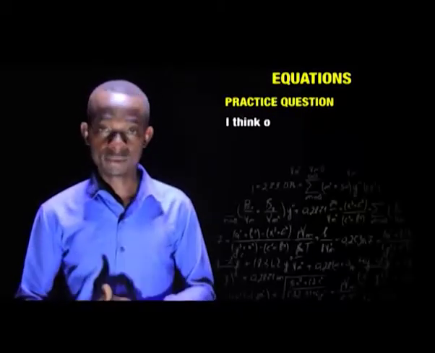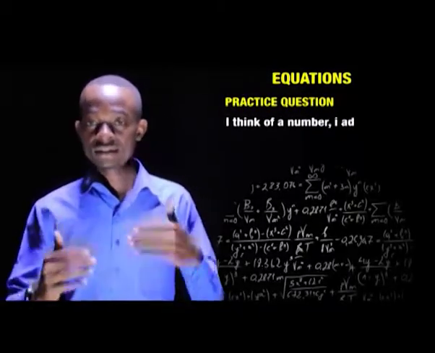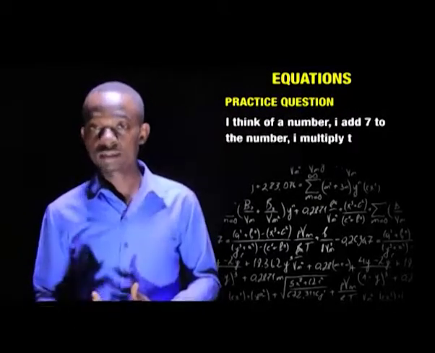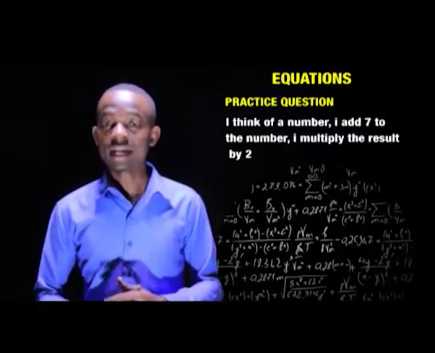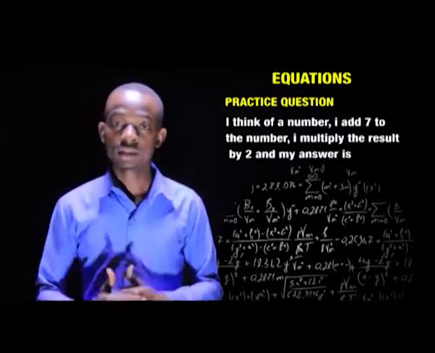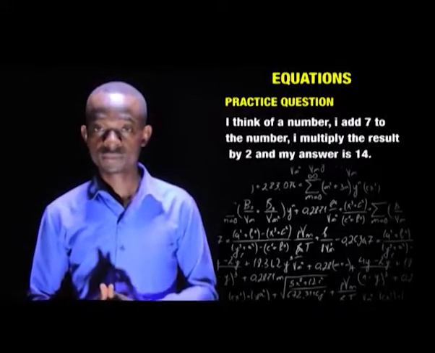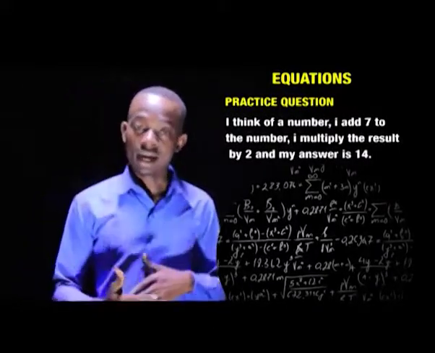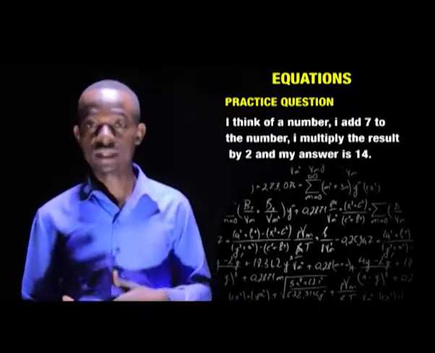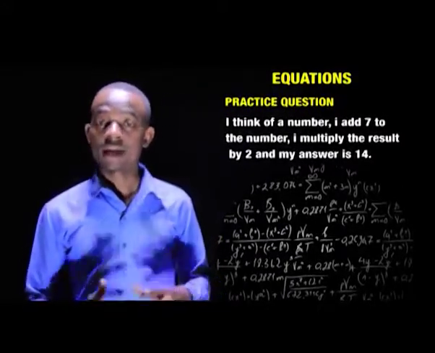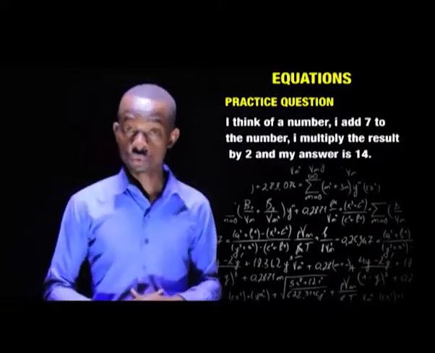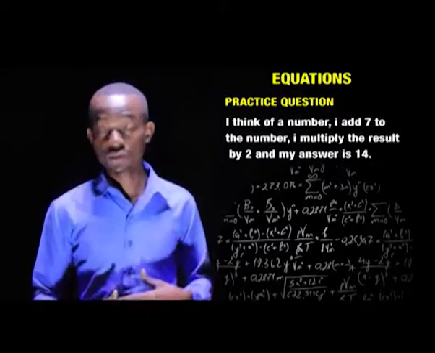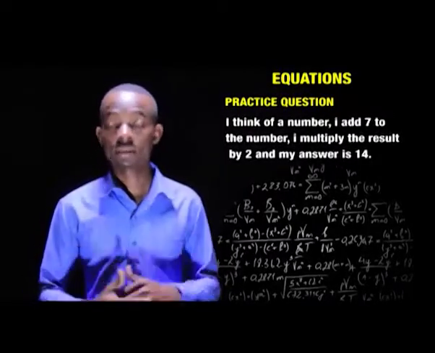I think of a number. I add 7 to that number. I multiply the result by 2, and my answer is going to be 14. I repeat, I think of a number, I add 7 to that number, I multiply the result by 2, and my value is going to be 14. The question is, what is the number?